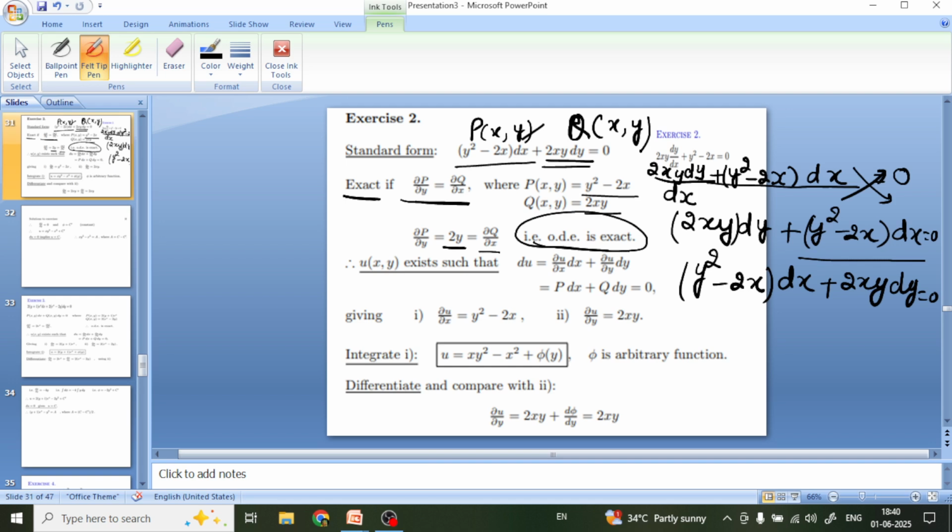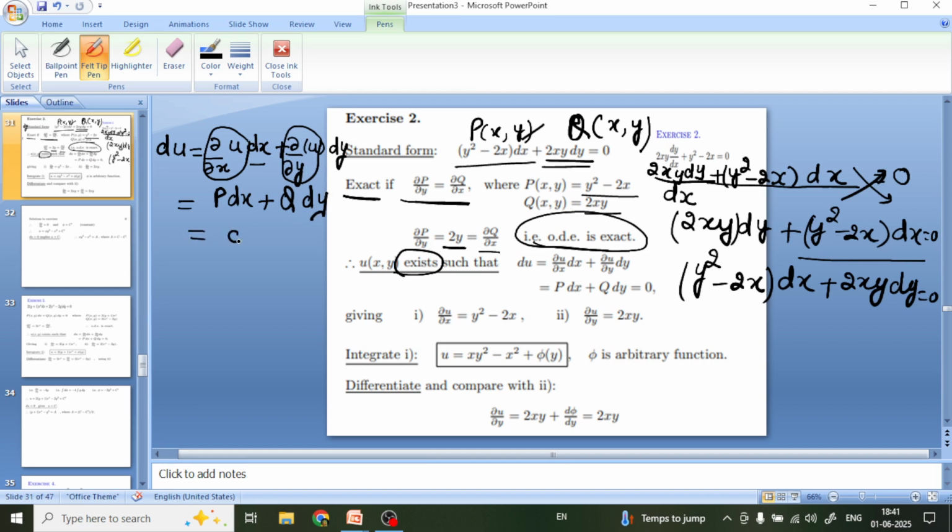So u of x comma y exist. If we say that u(x, y) exists such that du should be equal to the partial derivative of u with respect to x times dx plus the partial derivative of u with respect to y times dy, and this represents p dx, and this portion represents q dy, and it equals 0.